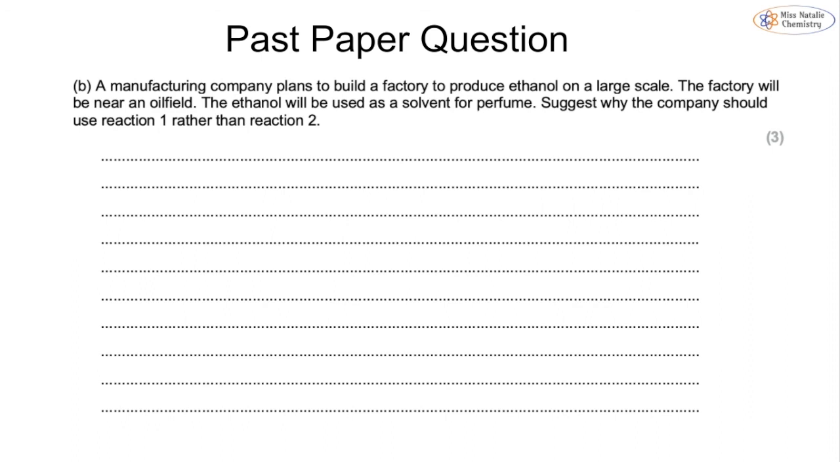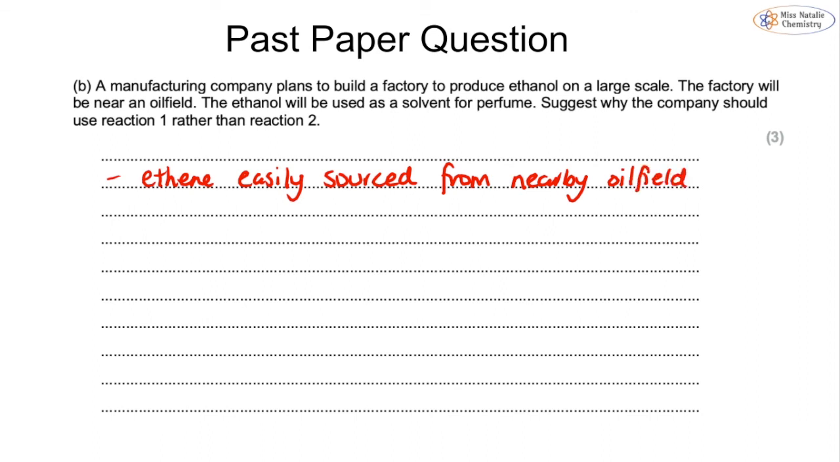Now, one thing to take from this is that they're near an oil field. So the ethene is easily sourced from the nearby oil field. So that works as a benefit for this company. Because they're near the oil field, they can easily get the ethene.